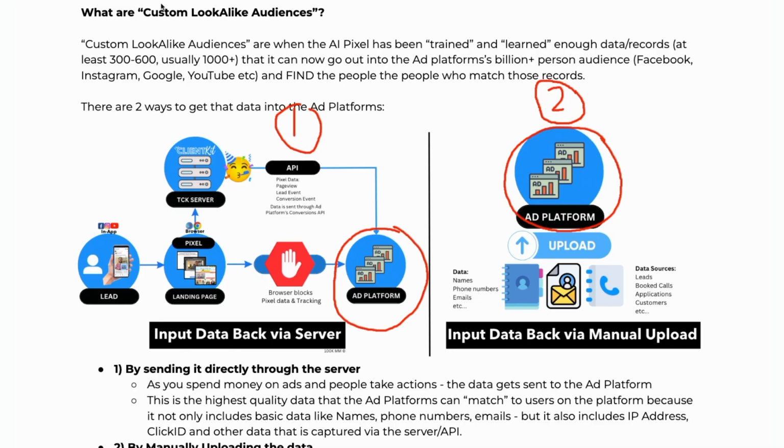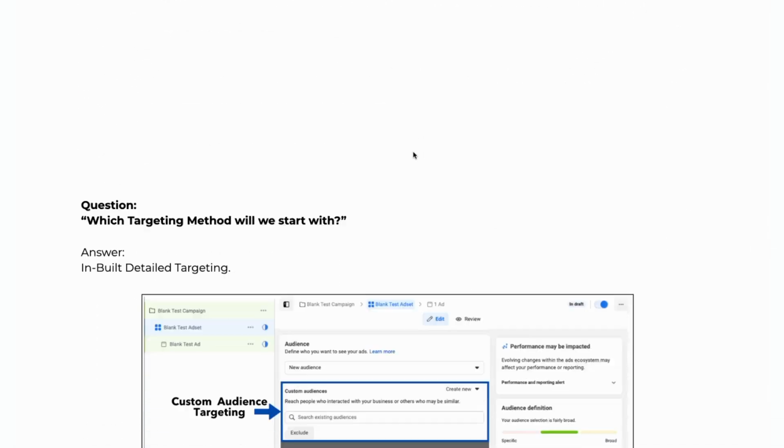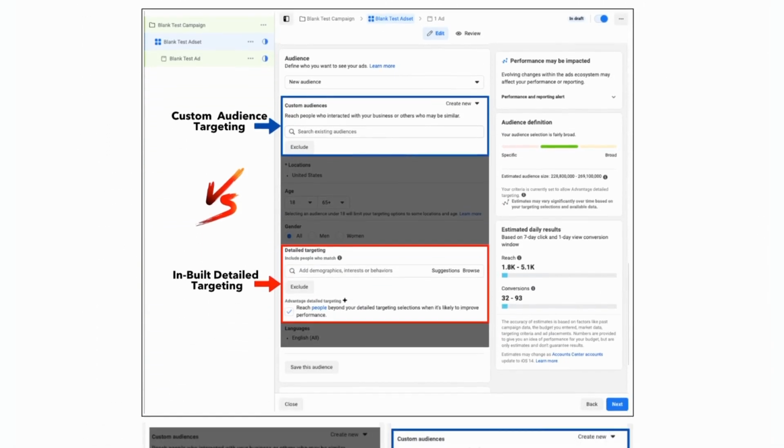So now that you understand that, let me show you that visual again of what it looks like in the actual platform. We talked about custom audience targeting, and we talked about inbuilt detailed targeting. The explanation we just did about the data going into the ad platforms is what we are talking about when we talk about custom audience targeting.